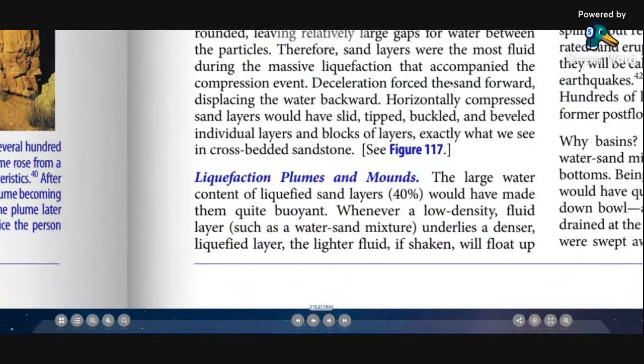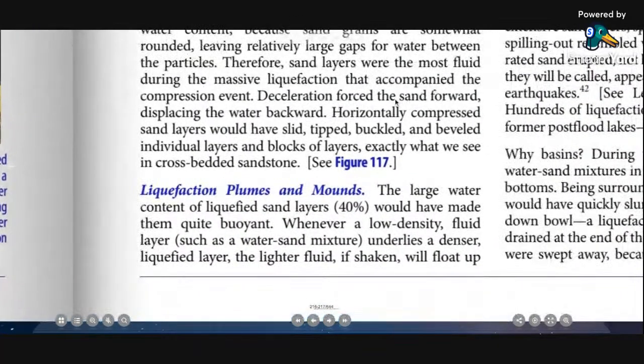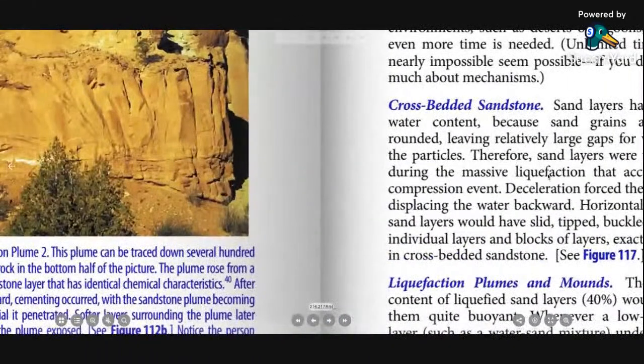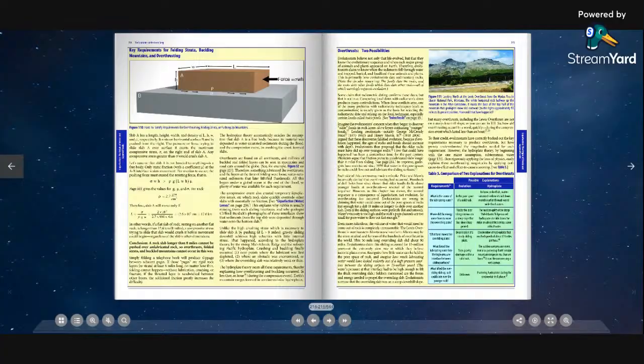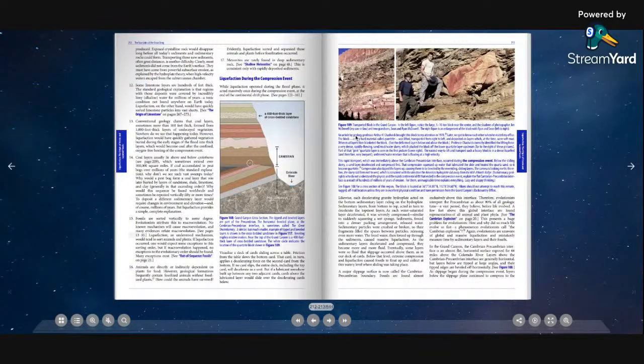Liquefaction, plumes and mounds. I think we're going to stop. Let's see what's in these pictures. There's the plumes. There's the mounds. There's some technical stuff. Okay, yeah, we'll stop there.